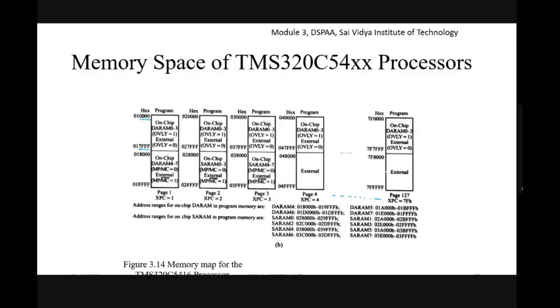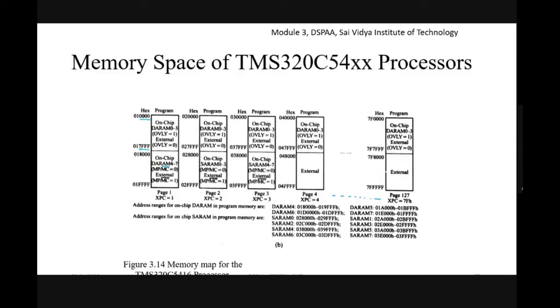And again, on-chip DARAM, dual access RAM 4 to 7 bit, is used here when the microcomputer or microprocessor mode bit is equal to 0, and external when the microprocessor/microcomputer mode bit is equal to 1. In this case, for page 2 also the same information, and for page 3 also the same information.